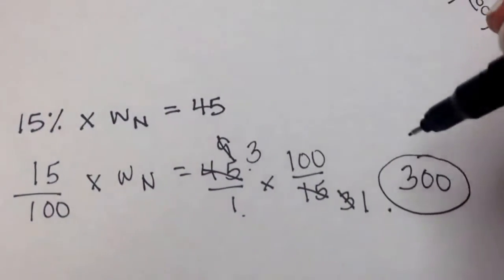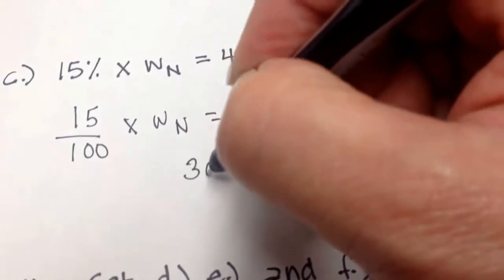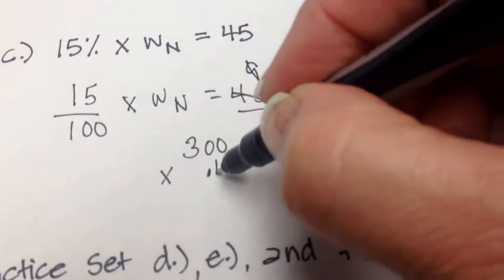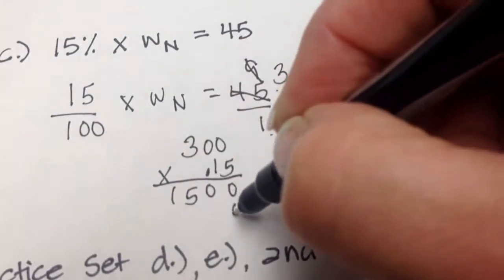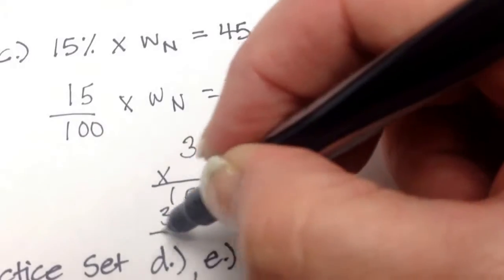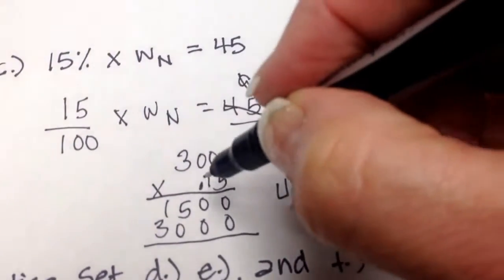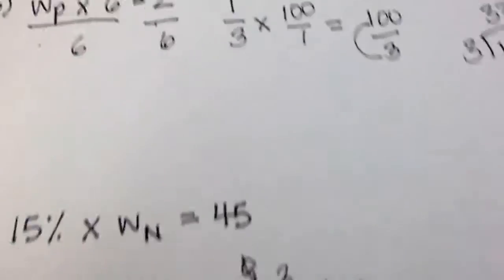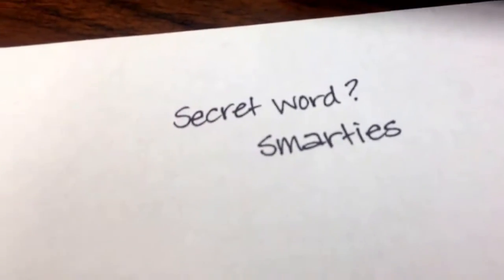Let's say I don't believe that. So I can double check it. 300 times 15%, which would be 0.15. Oh, look at that. It's 45 because I have 2 decimal places. Oh, we are so smart. I can hardly. Oh, look. Secret word, Smarties, because we are so smart.